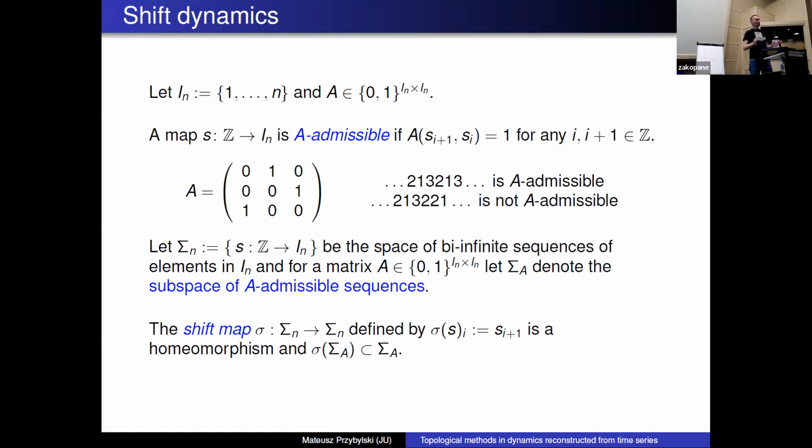And if we consider all the infinite sequences, the set of A-admissible sequences is a subspace of the whole space of these bi-infinite sequences. And moreover, we can introduce here a shift map, which shifts the symbols by one position. This is a homeomorphism, and we have this invariance here for the subspace of A-admissible sequences. So this was a quick recall on symbolic dynamics.